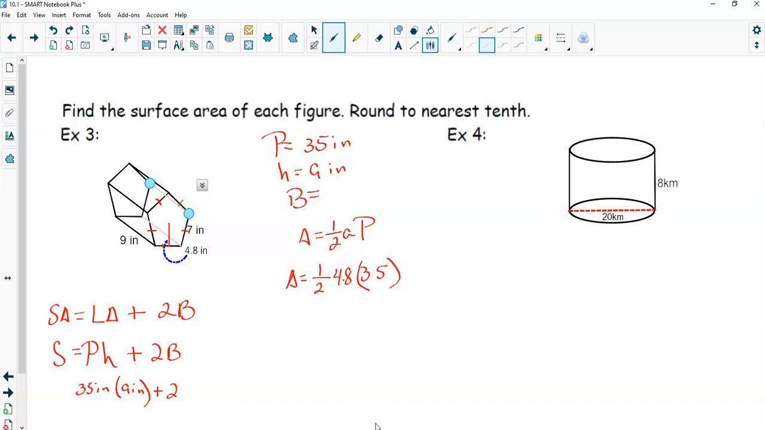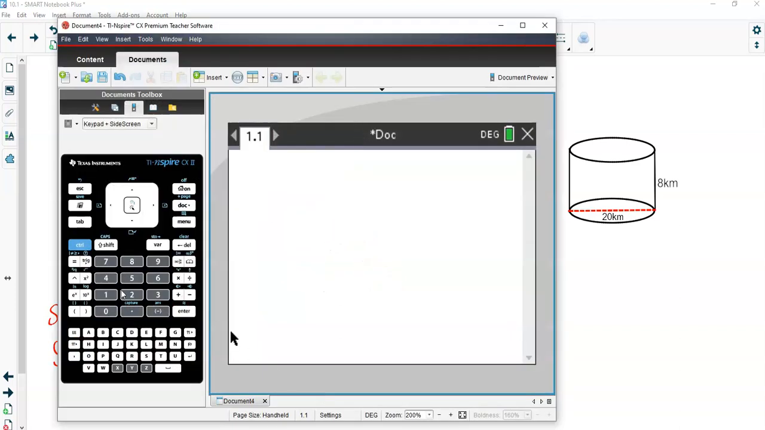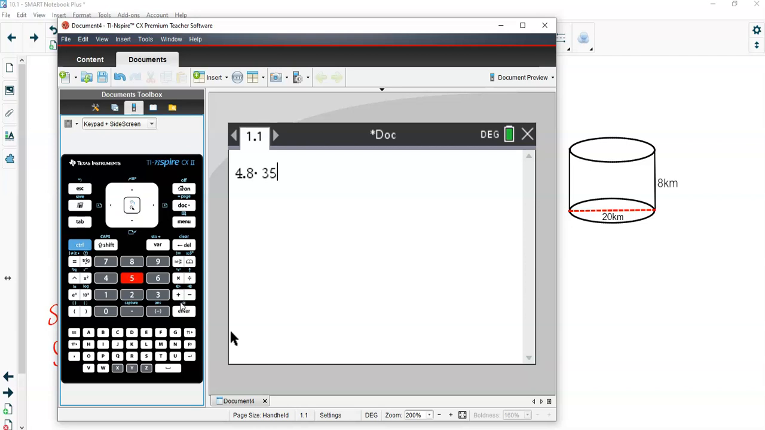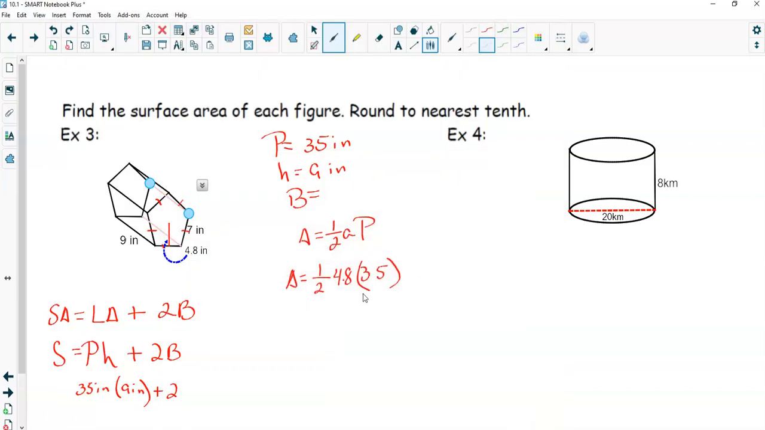So let's take a look at that. Let's go for the calculator. I have 4.8 times 35. That's 168 divided by 2. That gives me 84. So the area of one of the bases is 84 square inches. So since this is 84 square inches, then twice 84 square inches will give me what I'm looking for.